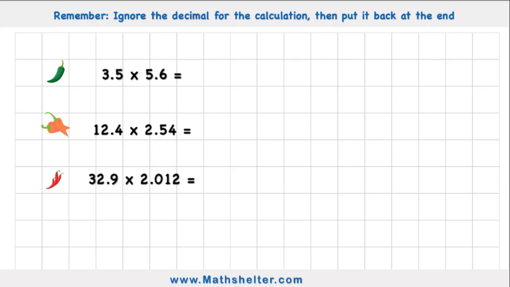Okay, so this might seem counterintuitive, but what we're going to remember today is that we're going to ignore the decimal for the calculation and then we're going to put it back at the end. So let's see what that means.